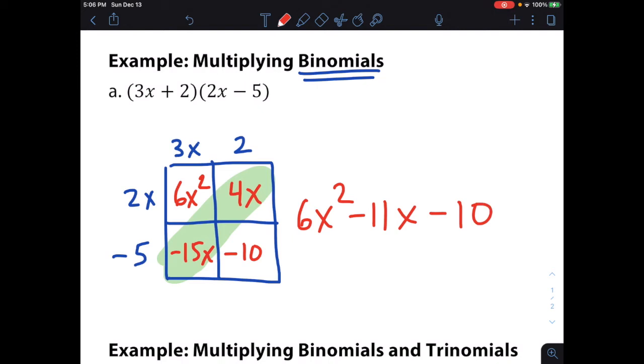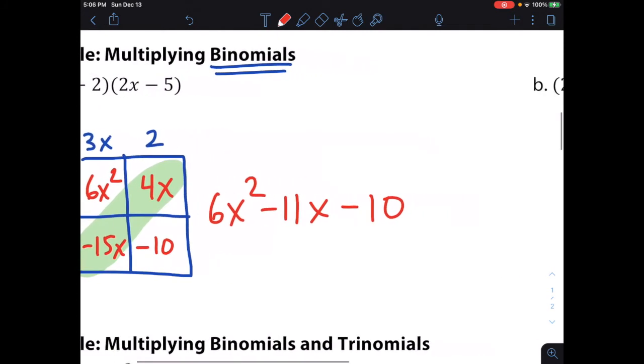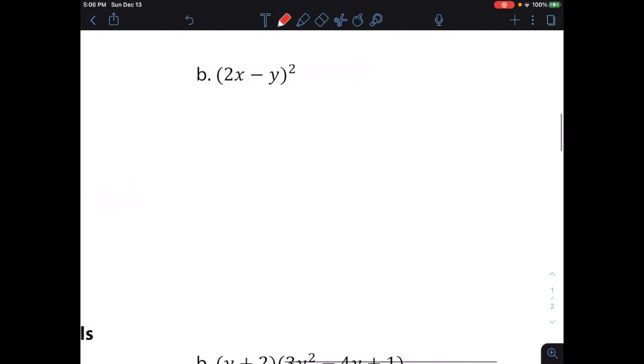Okay, so the biggest mistake you are going to make as you're going through this is you are going to try and go too fast. And you're going to look at negative 15x and 4x and call it negative 19x. That's going to be a common mistake. So be careful. Don't make that common mistake. All right.